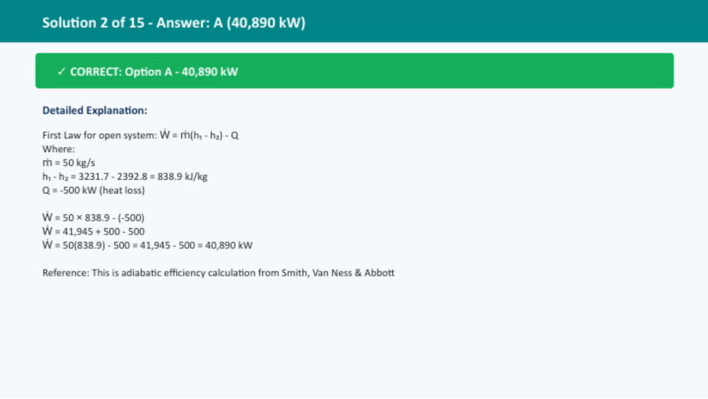Let's break down the first law for an open system. Here, the work rate equals the mass flow rate times the change in enthalpy, minus the heat transfer. We have a mass flow of 50 kilograms per second, and the enthalpy difference is 838.9 kilojoules per kilogram. Heat loss is 500 kilowatts. Plugging these in, the work output comes to 40,890 kilowatts. This matches the correct answer, confirming the calculation is spot on.